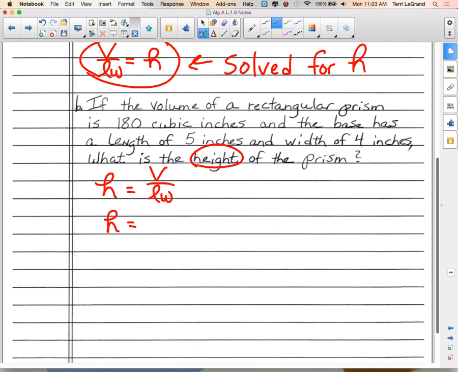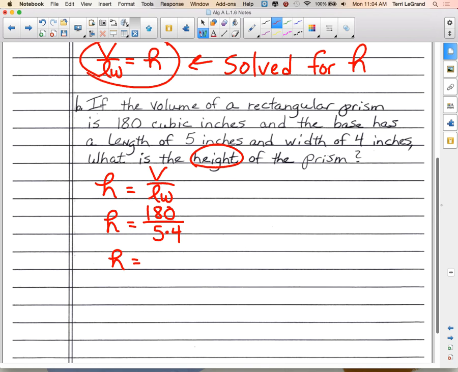What's going in for B? The 180. What's going in for L? 5, and we don't have to put the inches at this point, okay? And then it's LW, so that means multiplication. So 5 times, what's the width? 4. Okay.